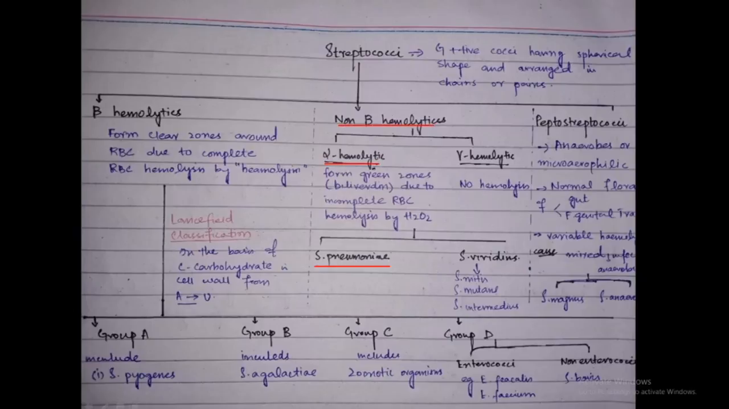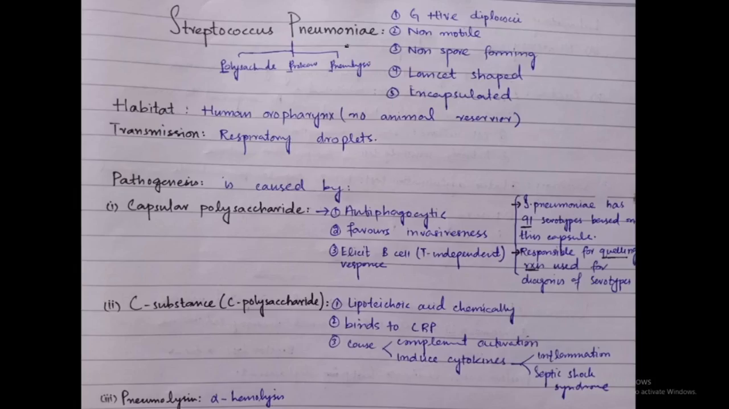So it will form green zones around the RBC due to partial hemolysis by hydrogen peroxide. So it is alpha hemolytic. So let's study Streptococcus pneumoniae. Important points regarding it: it is a gram-positive diplococci, it is non-motile, it is non-spore forming.